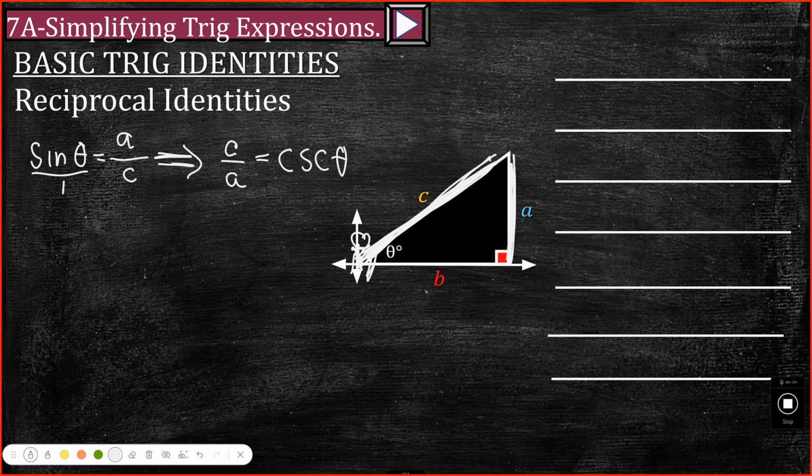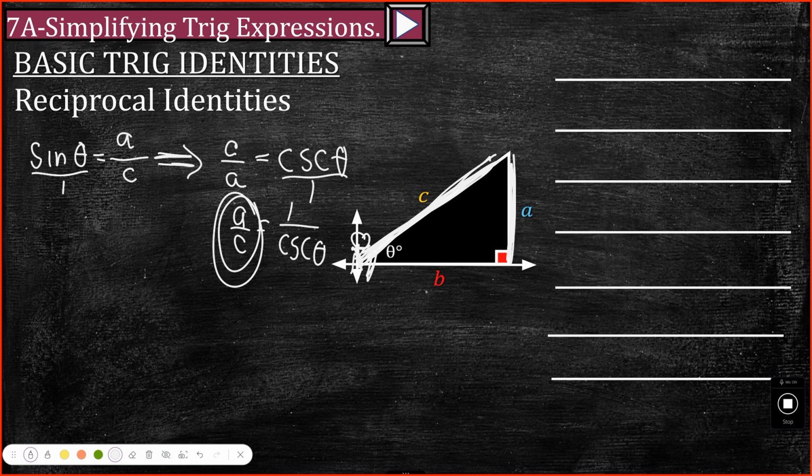And if I flip this, it's just a game. This is kind of like the Rubik's Cube. It's just playing around, it's not even regular math. If I flip it, I'm going to get A over C. And if you flip this, you flip this, so 1 over cosecant theta.